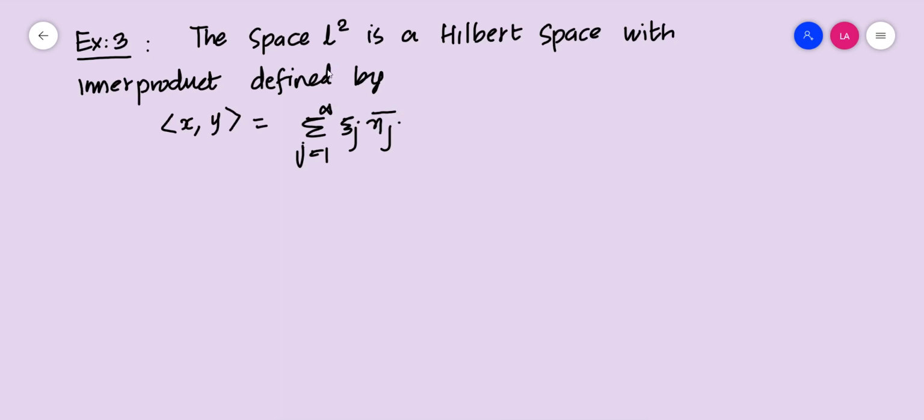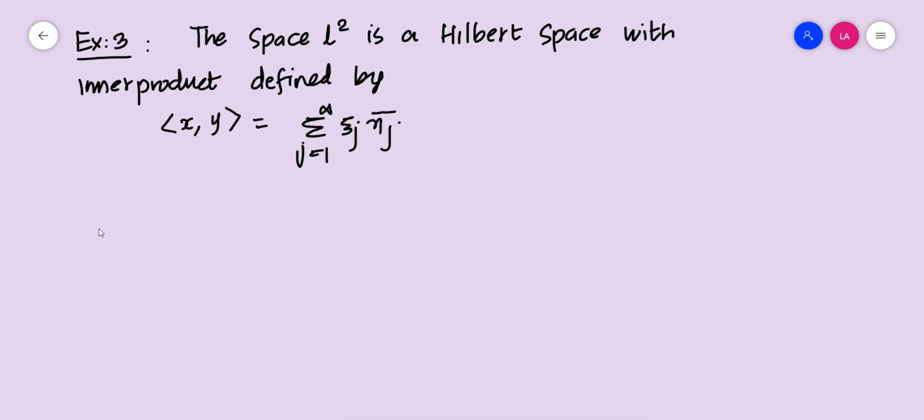So L2 consists of the set of all sequences having summation j is equal to 1 to infinity modulus of theta j square bounded. Now using that we can define this inner product, and we have to prove that it's an inner product space and it's a Hilbert space as well. So excluding this L2, all other LP spaces are actually not inner product spaces in general, which we will be discussing later. So let's move on to establish this as an inner product space.